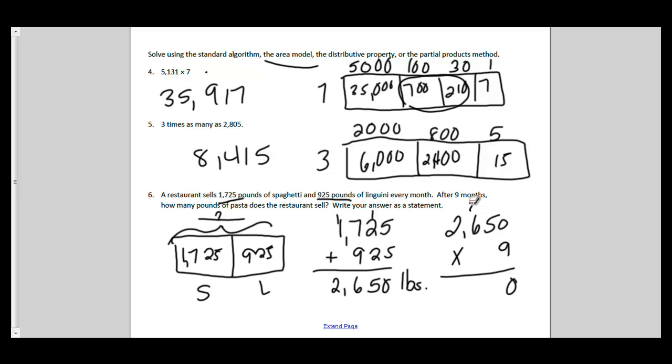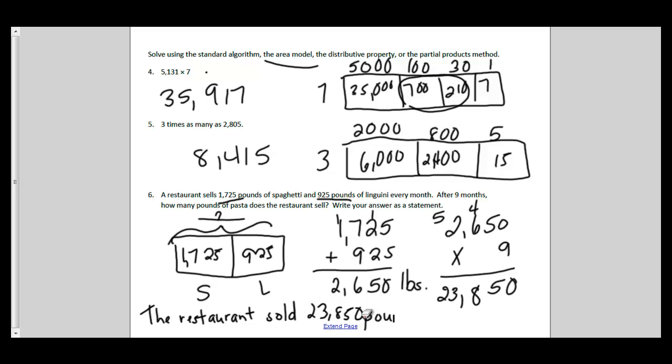So this will be 0, 45, and then 6 times 9 is 54, plus 4, which is 58. And then 2 times 9, which is 18, and 18 plus 5, which is 23. So that's 23,850. So if I go back and look at the question, how many pounds of pasta did the restaurant sell? So I would say the restaurant sold 23,850 pounds of pasta.